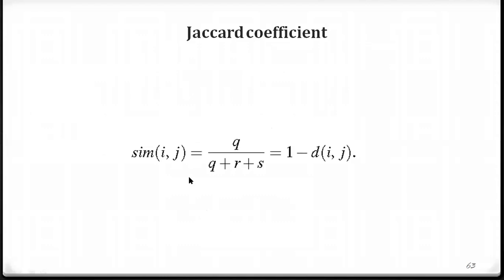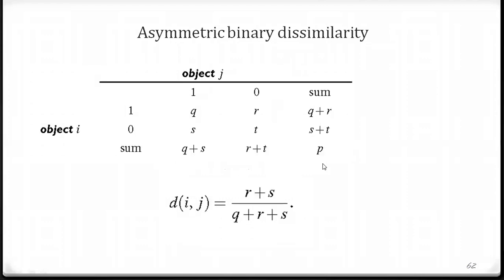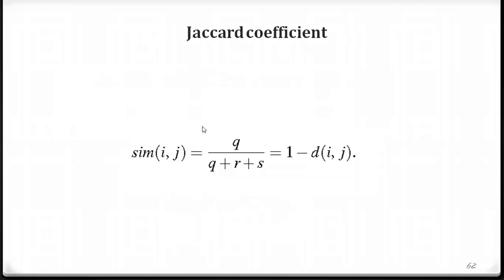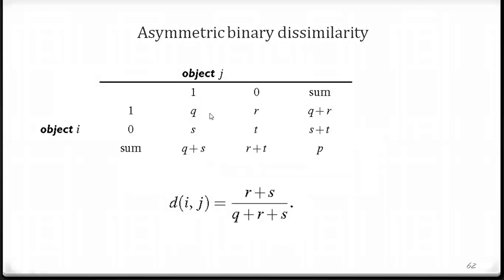And when you want to compute the similarity between i and j by measuring q by q plus r plus s, that becomes your Jaccard coefficient, which can also be computed by 1 minus distance of i comma j. So here you have q by q plus r plus s.